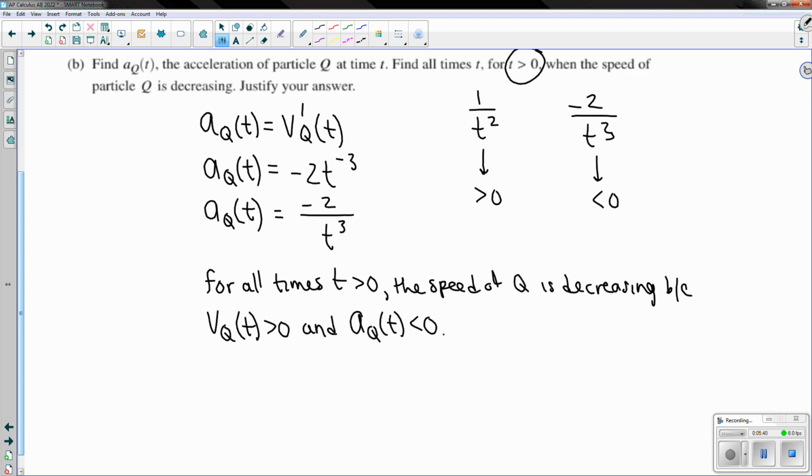So we've given a justification. The velocity and acceleration are opposite signs, therefore indicating our speed is decreasing. And we also found the acceleration function at the start. So we have answered all three parts of this question. So now on to part C.